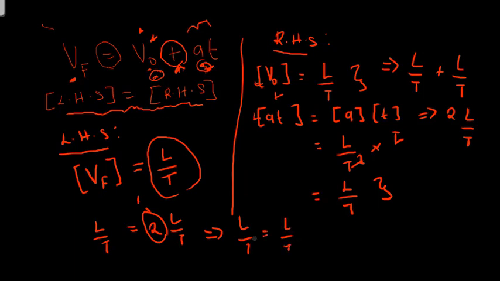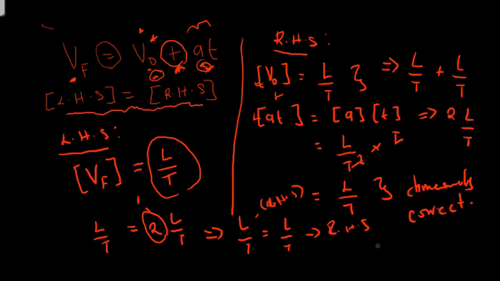So you can see that the dimensions on the left-hand side and the dimensions on the right-hand side are the same. Therefore, this equation is dimensionally correct. So it is homogeneous. This is homogeneous because the right-hand side is equal to the left-hand side. All right, so we have proven that it is homogeneous.